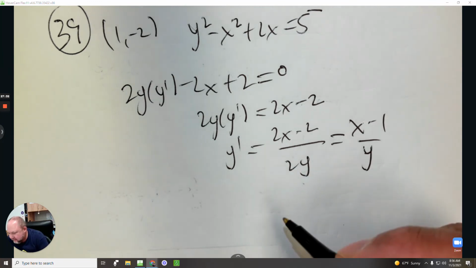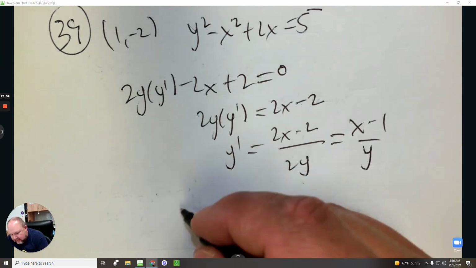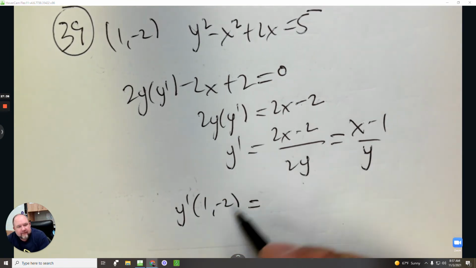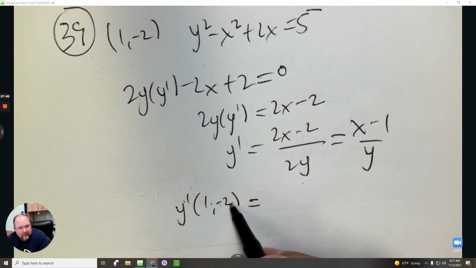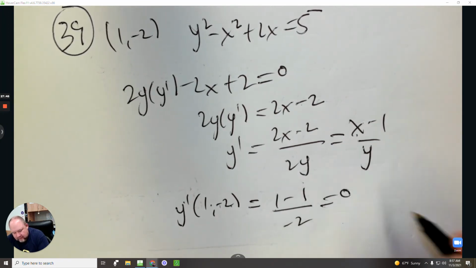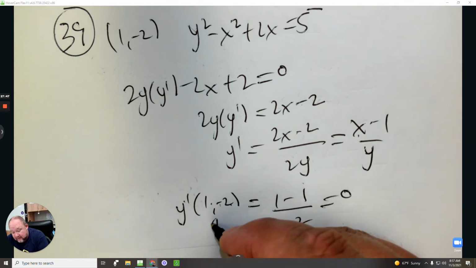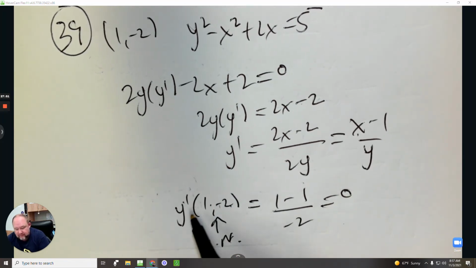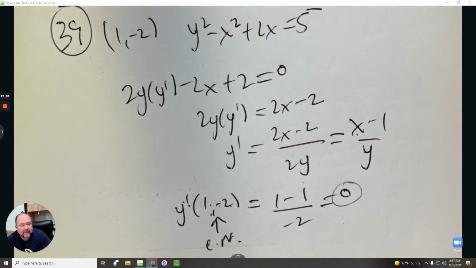Then it says use the point. So I'm going to use the point (1, -2). And the first derivative at (1, -2), plug in 1 and -2, and you can see the answer is 0. That means this is a critical number. So it could create a turning point because the derivative there is equal to 0.